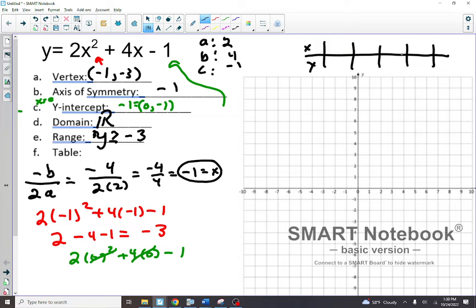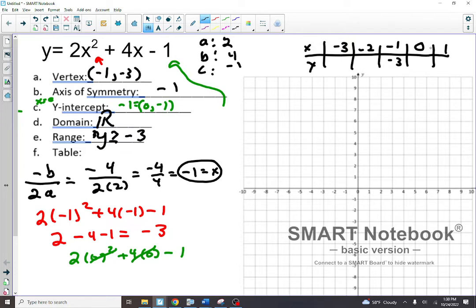1, 2, 3, 4. So in this case, in the table, you're always going to make 5 slots for the table, and the middle of your table shall always be your vertex. So -1, -3. I'm doing this sideways; I usually do it vertical. I don't care how you do it. Now, for the x values, you're going to do 2 smaller and 2 greater. So 2 smaller than -1 is -2 and -3, while 2 greater than -1 is 0 and 1. So I fill out my table like that.